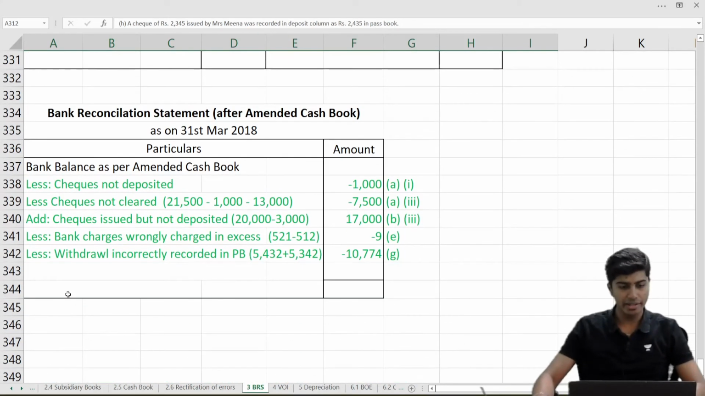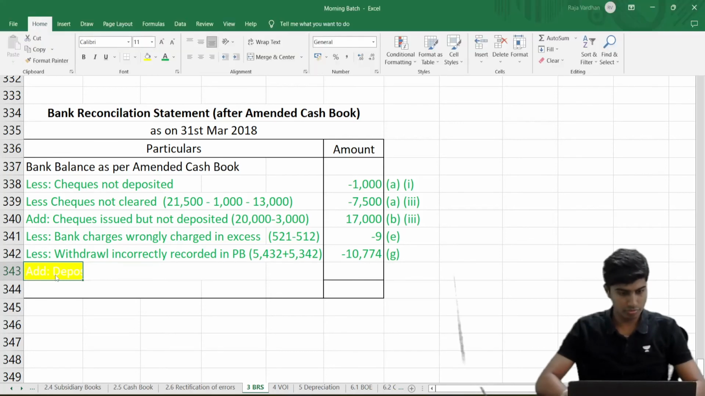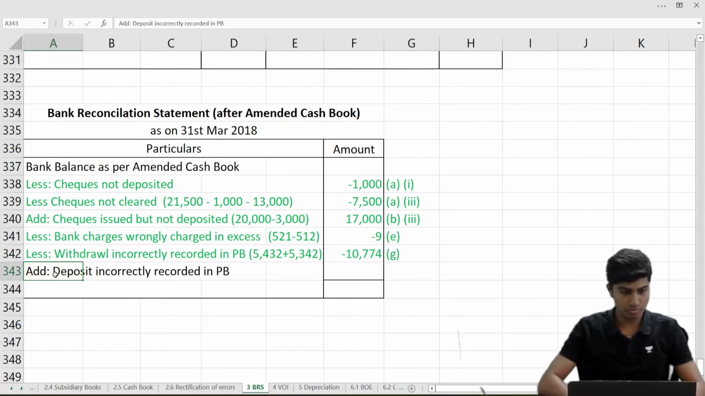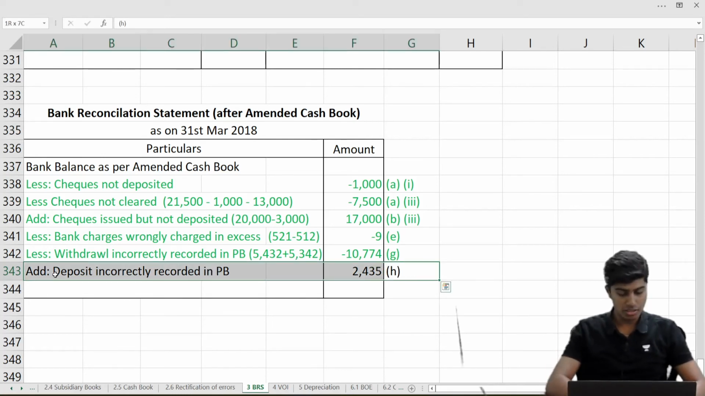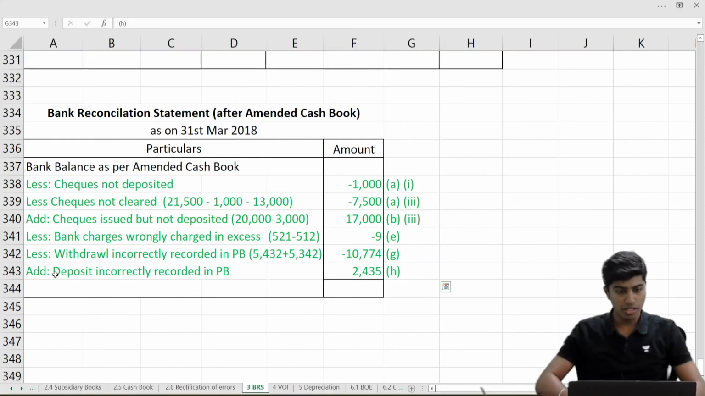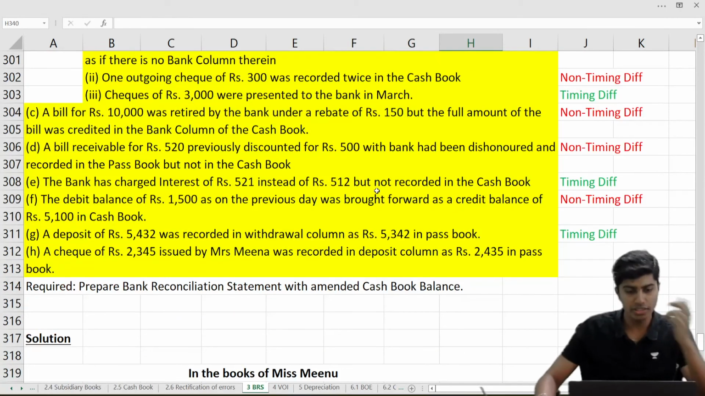Add deposit incorrectly recorded in passbook 2435. That's it. This is adjustment H, and by this we are done with this question. You guys get it? That's it. See, the question is done.